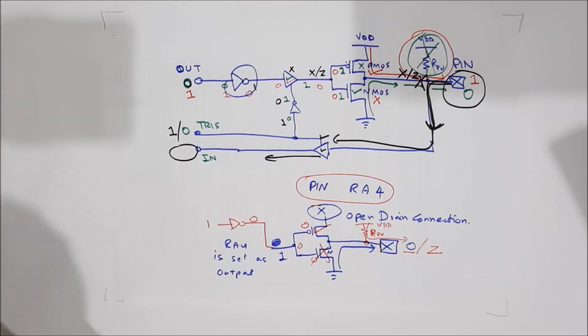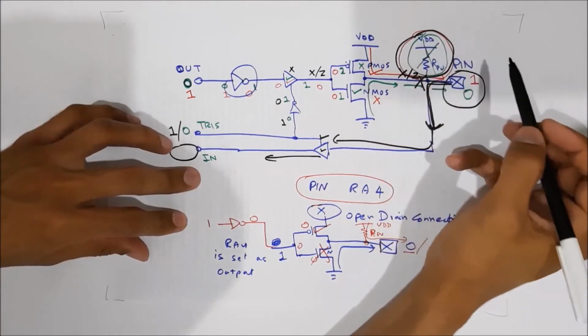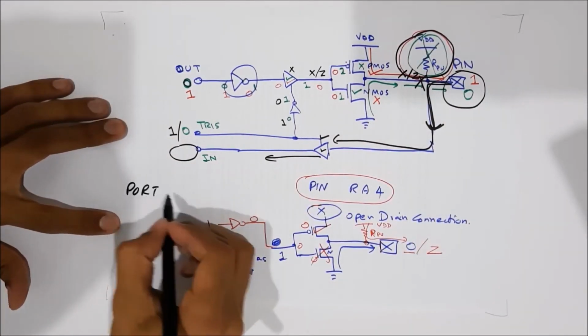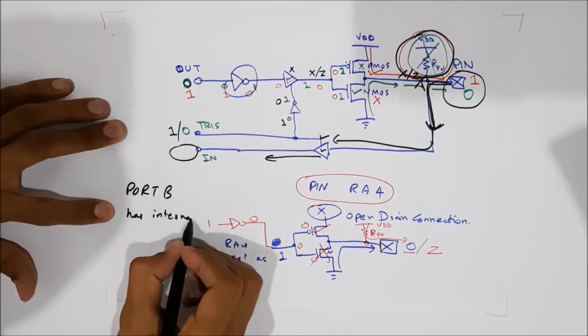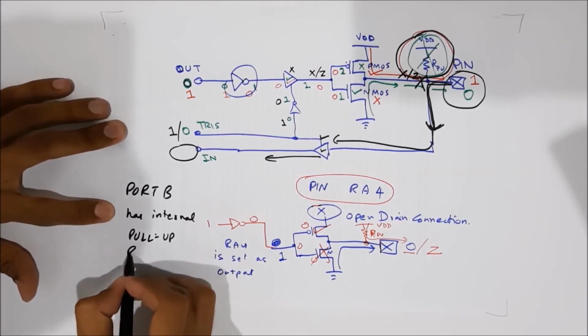And the last thing about this port design in PIC18 is that on port B, we have some internal pull-ups also. So this circuit is there on port B. Port B has internal pull-up resistors.